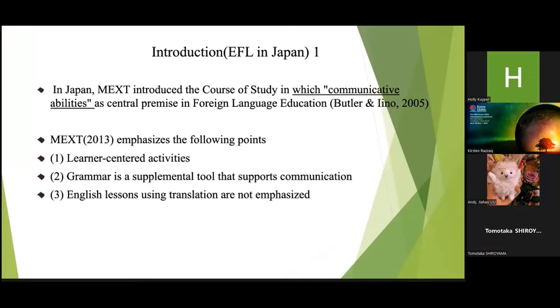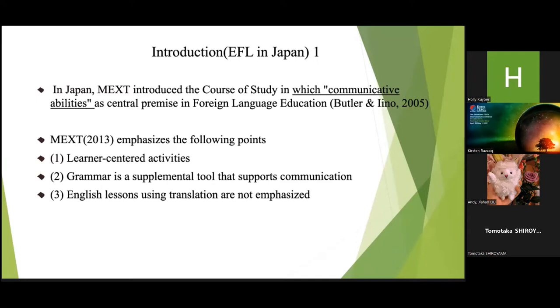language education. Then in MEXT 2013, they emphasize the following 3 points. First one is learner-centered activities, increasing student interaction during the classroom. Then second one is grammar as a supplemental tool that supports communication. To communicate with people, accuracy is more important, so grammar is needed. Also grammar is long; long information will be conveyed. Then number three is English lessons using translation are not emphasized.